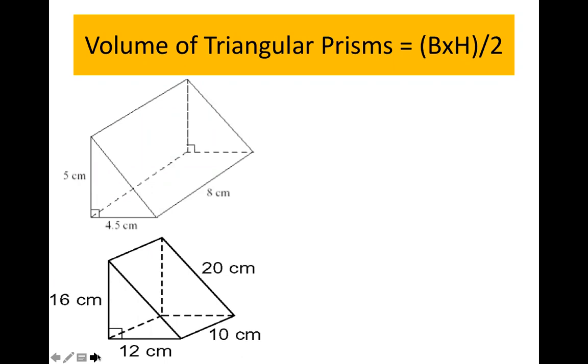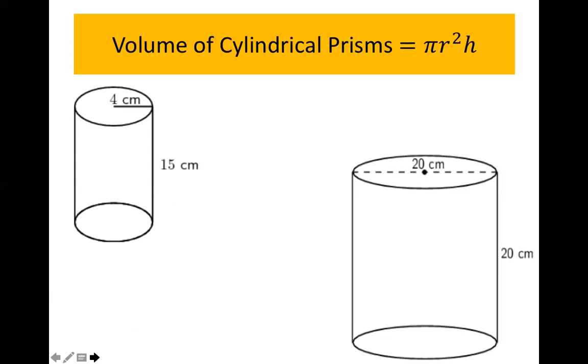Then we have next, which is triangular prisms. Triangular prisms is base times height and divide by 2. Basically, it's half times base times height, which is your triangle. Can I write base times height over 2? Yeah. Okay, triangular prism is base times height over 2. We have the next one, cylindrical prisms is pi r square h.